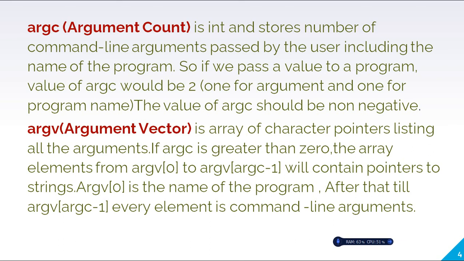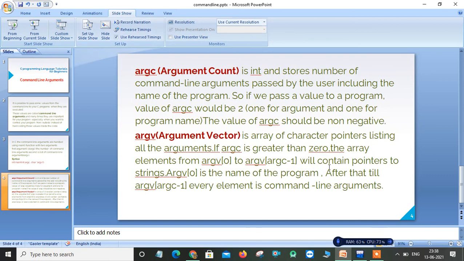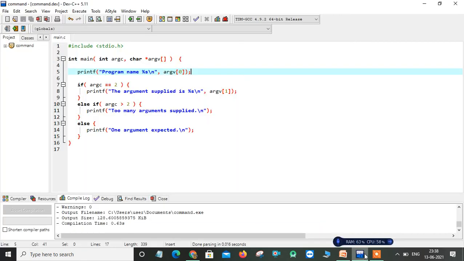I want to illustrate this by using a simple program. I'll show you how we can execute command line arguments in the Dev C++ compiler. So this is my simple program. I'll show you all the cases. Try to understand. This is my header file. In my main function, I'm trying to pass two arguments: one is argc and another one is argv.